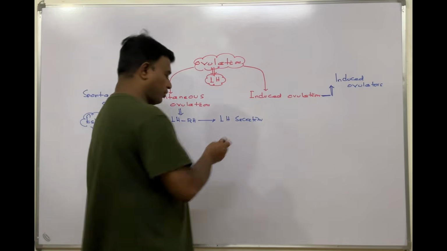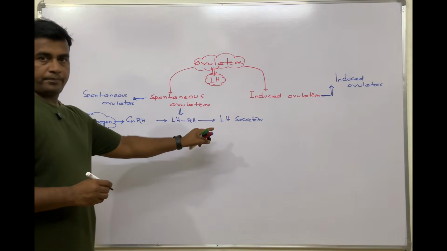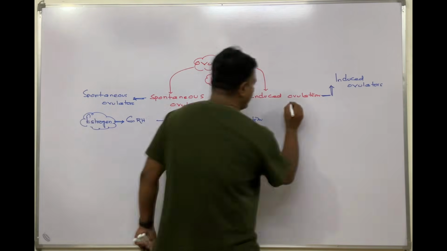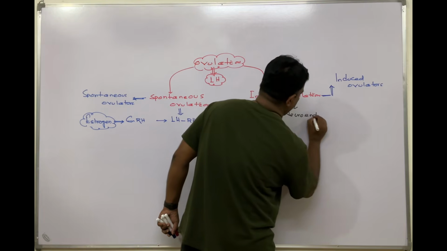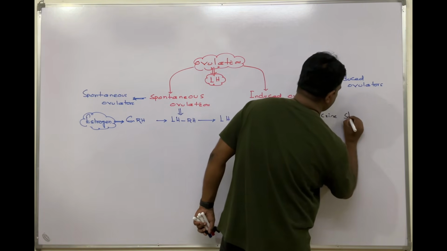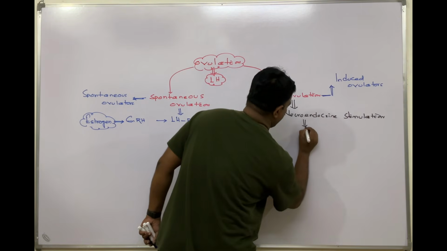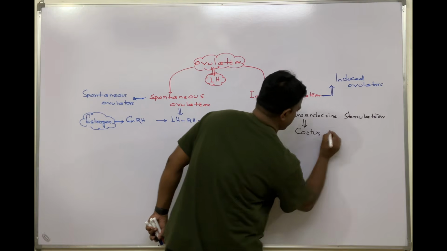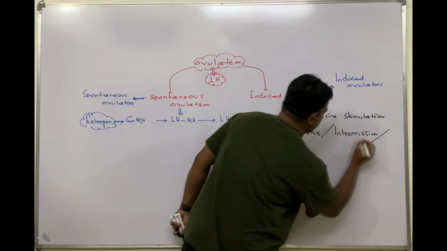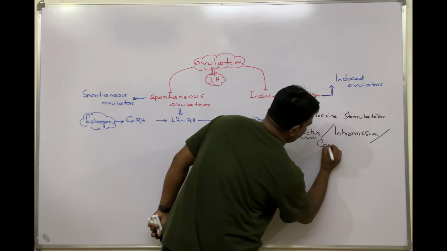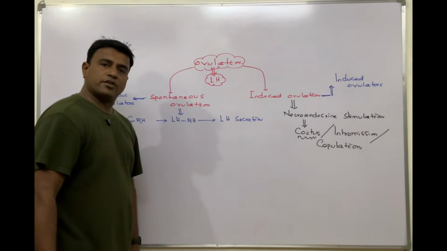Whereas, this point is important, in induced ovulation this mechanism doesn't operate. For this, there is a requirement of neuroendocrine stimulation. This mechanism is required. This neuroendocrine mechanism comes by the process of coitus or intromission. That means this coitus, or the copulatory reflex, copulation, will bring out this induced ovulation.